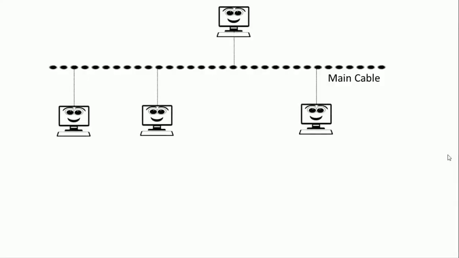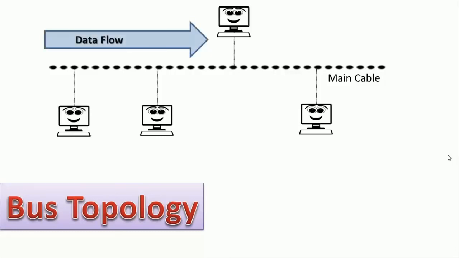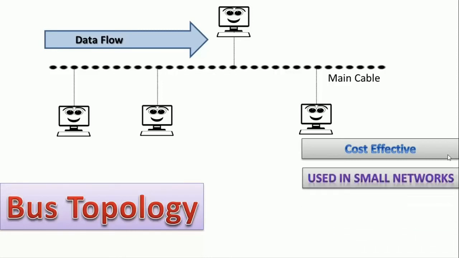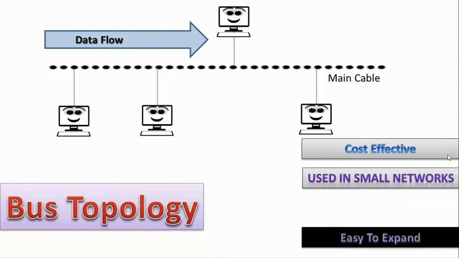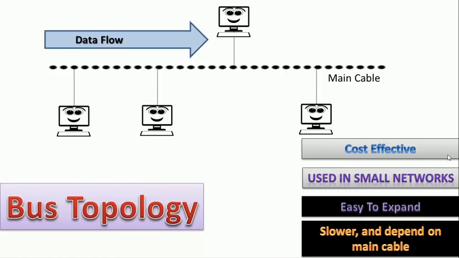Here is a main cable and a lot of computers are connected to the main cable. This type of topology is known as bus topology. In this topology, all the computers are connected to the main hub or main cable or bus. Data flows in a single direction. It is cost effective. It's used in small networks like in your home. It's easy to expand. But it is slower and dependent on the main cable. That means if the main cable fails, then the entire network will fail.